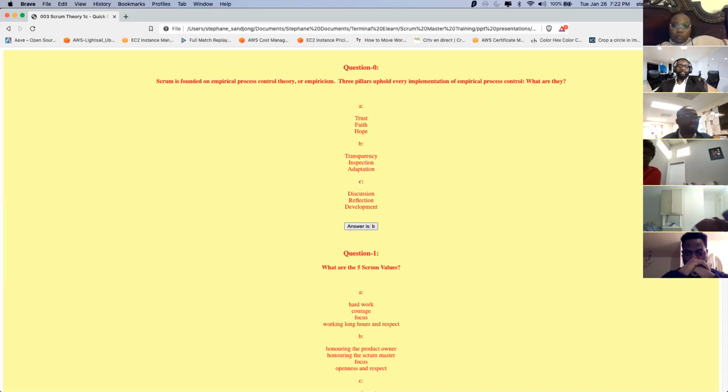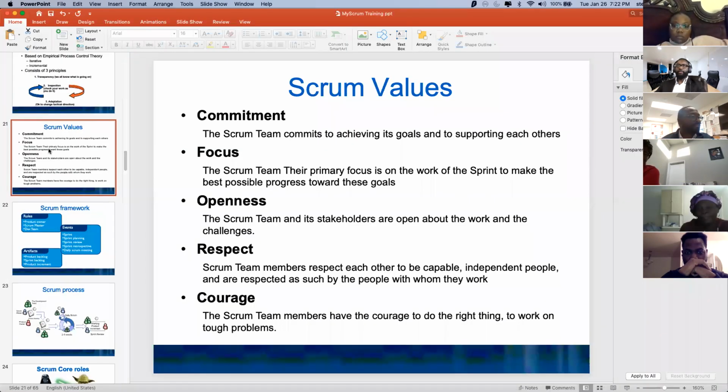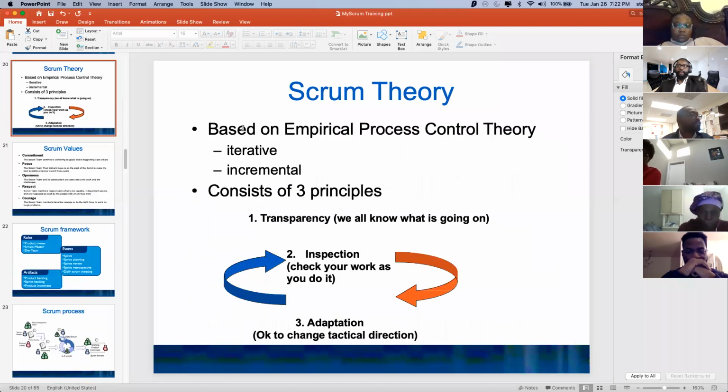Transparency, inspection, and adaptation. I'm going to show you where we spoke about it when I was explaining what empiricism is. You have those three principles of empiricism: transparency, inspection, and adaptation. Oh, yeah. Okay. Can I change my answer? B.